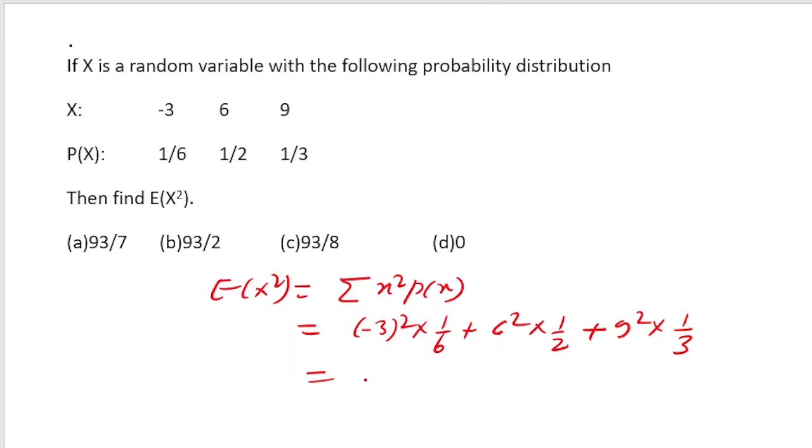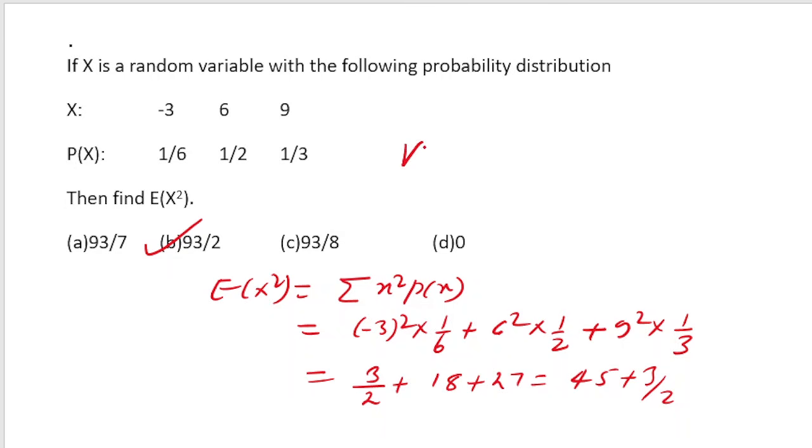We get 9 by 6, that is 3 by 2. We get 36 by 2, that is 18. We get 81 by 3, that is 27. So it is 45 plus 3 by 2, 90 plus 3, 93 by 2. So which option is correct? B. Similarly, they can ask you variance of x.